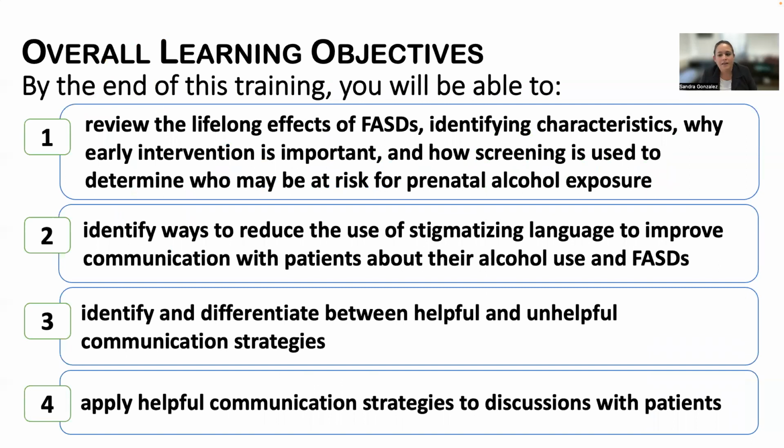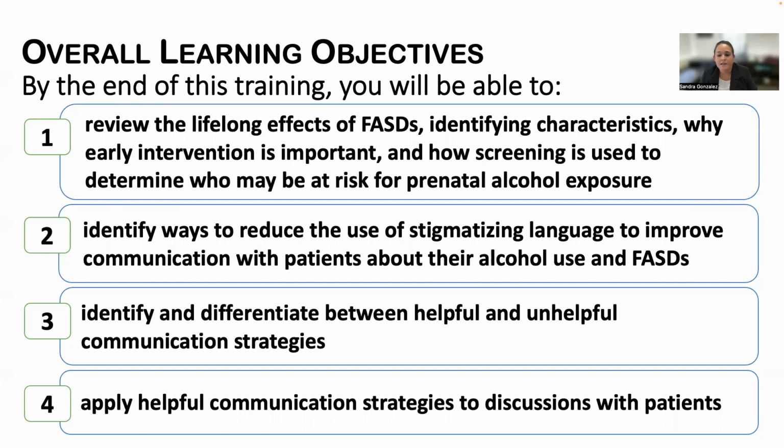This training is divided into 3 sections. Section 1 provides an overview of FASDs, including what they are, the cause and prevalence in the United States, the characteristics of an individual who has been prenatally exposed to alcohol, prevention of FASDs, screening techniques to determine whether a patient is at risk for an alcohol-exposed pregnancy, and how a medical assistant can talk to patients about their alcohol use.